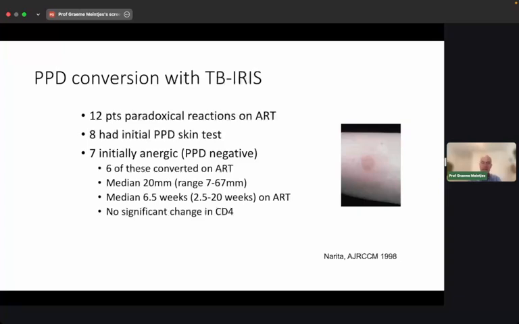clinical deterioration. And interestingly, these patients had no significant change yet in their CD4s in the blood, yet their tissue responses to TB antigen had substantially improved, going from negative to these 20 millimeter on average responses and up to 70 millimeters in one patient.